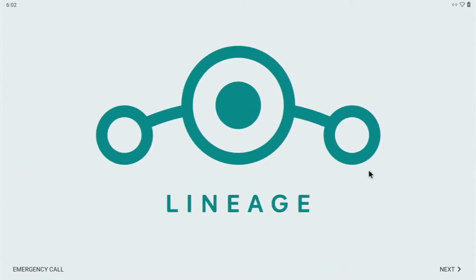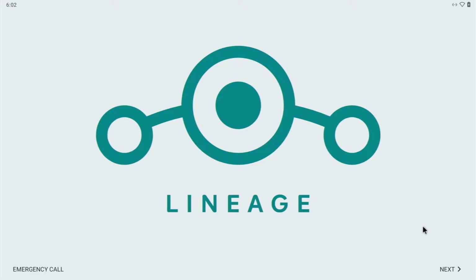Okay, so I have my micro SD card inserted into my Raspberry Pi and I'm about to turn it on. So let's turn it on. I just plugged in my Raspberry Pi and we should be booting up in Lineage OS right here. Okay, so here we are at the Lineage OS setup screen.